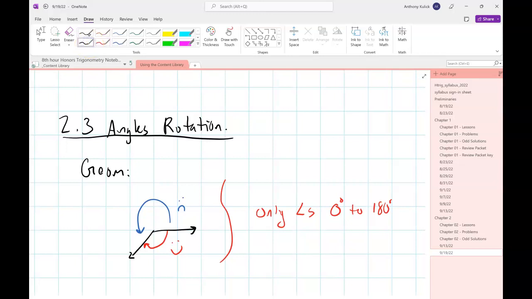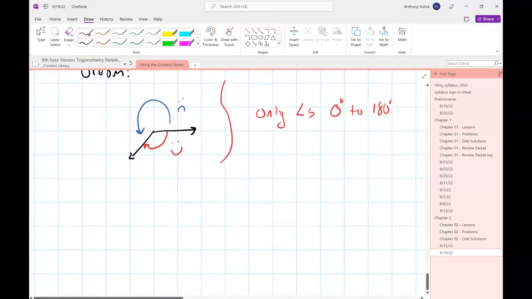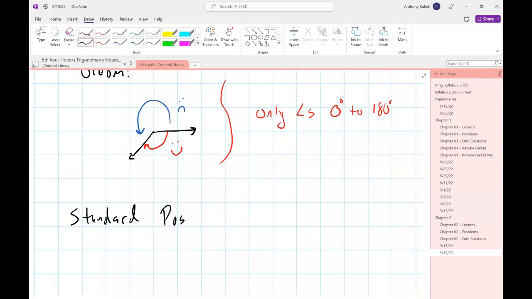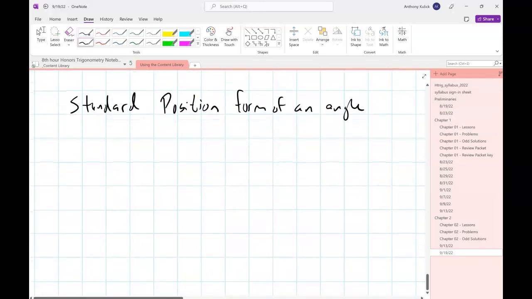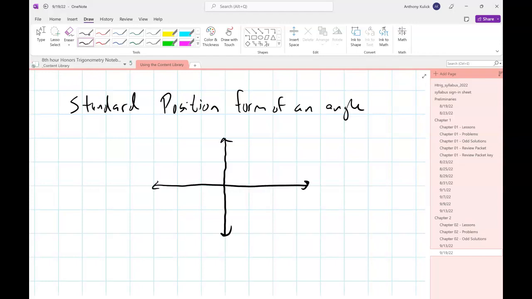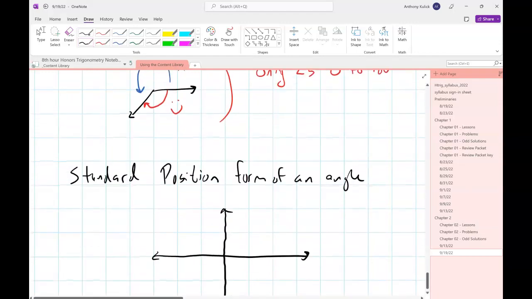Well, that seems inadequate. Let's see if we can do better. The method that we're going to use now to draw angles is called the standard position form of an angle. We're drawing an angle in standard position. It all kind of means the same thing. I'm going to abbreviate standard position as SP quite frequently. So this is how we're going to draw a standard position angle.